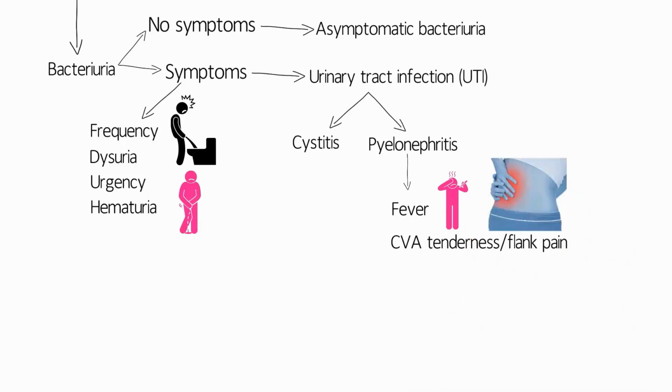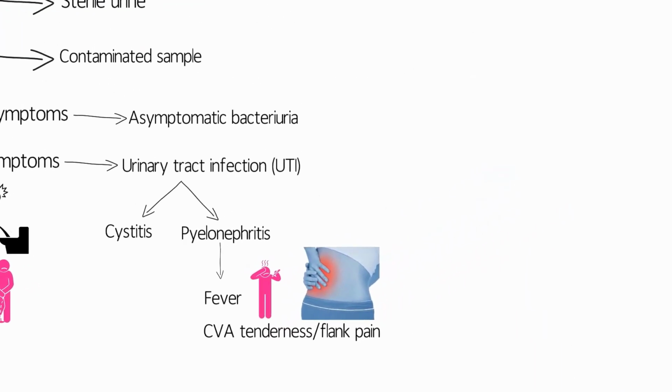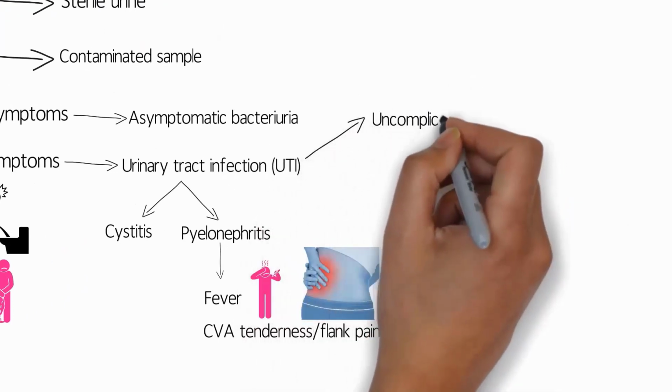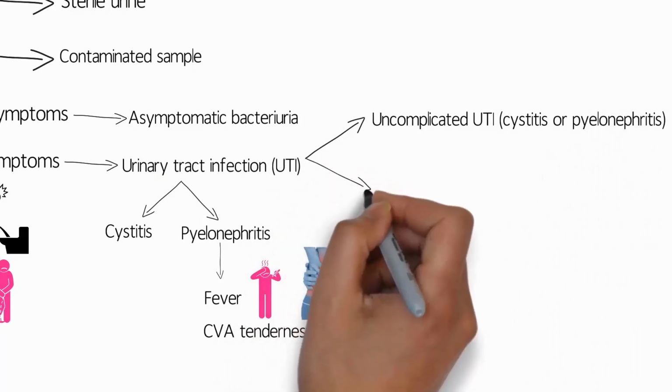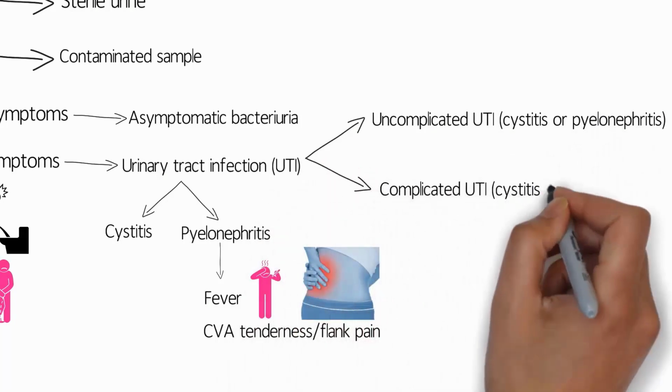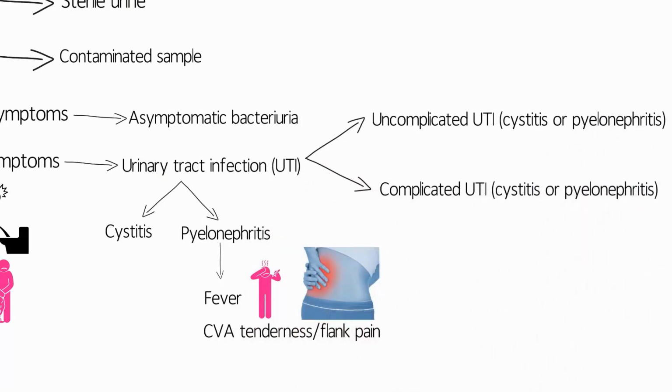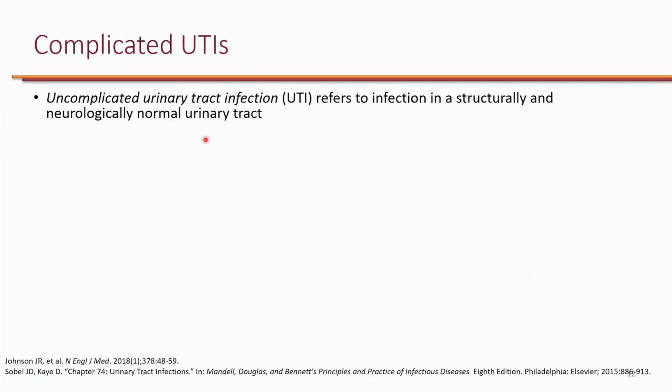UTIs can also be considered uncomplicated or complicated. For example, there's uncomplicated cystitis or there is complicated cystitis. Let's take a closer look. So uncomplicated UTI refers to infection in a structurally and neurologically normal urinary tract.